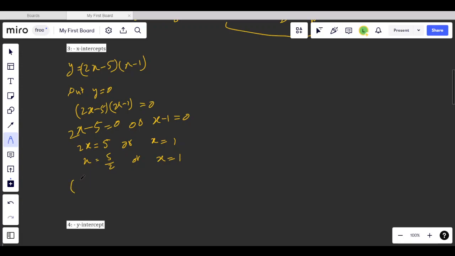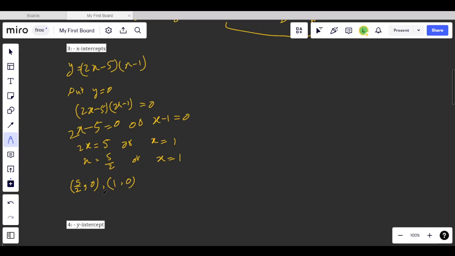We have to write them in the intercept form, that is the point form or coordinate form. 5 by 2 and 0. What does this 0 represent? This 0 means that y is 0. Obviously the x-intercepts are the points where the graph crosses the x-axis, and wherever the graph crosses the x-axis, y will be 0. So 5 by 2, 0, and another x-intercept is 1 and 0.